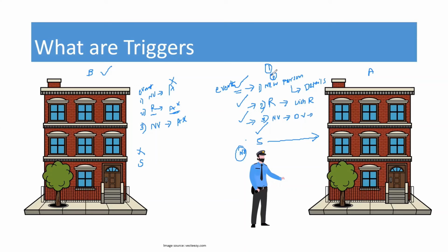Can we act upon an event that is happening in apartment B? The answer is no, because there is no watchman, as a trigger, to act upon the events that are firing. That brings us to the second point, which is that triggers are object specific. If I write a trigger on an object called A, that trigger will only listen to the events that are happening in object A, but not on object B.